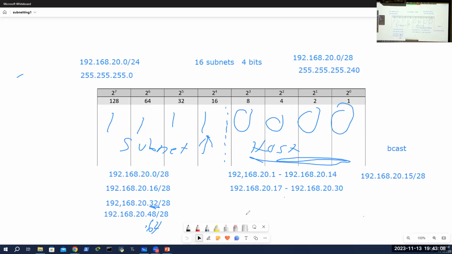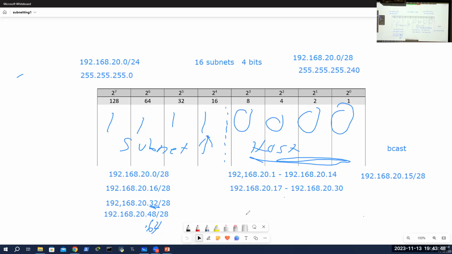Okay, so that's one of the types of problems that you need to be able to solve. The problem says, here's your original address, 192.168.20.0/24, for example. You need 16 subnets. What's your new subnet mask? You take your original subnet mask, add the number of bits that you need, in this case 4, put those 4 bits in your table, do the binary to decimal, and you get 240. That's the last octet of your subnet mask.